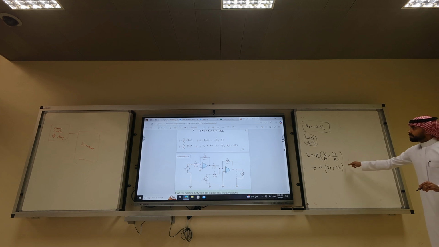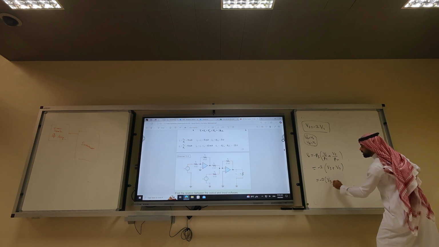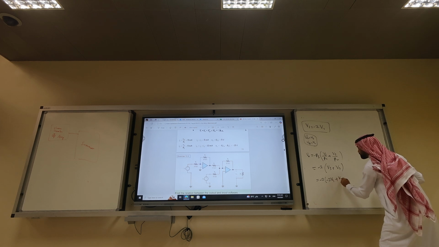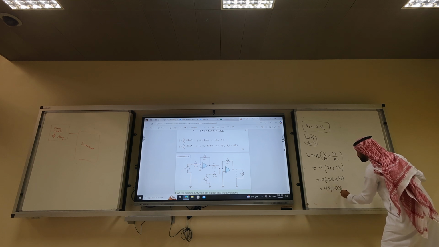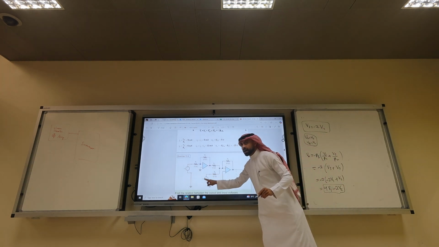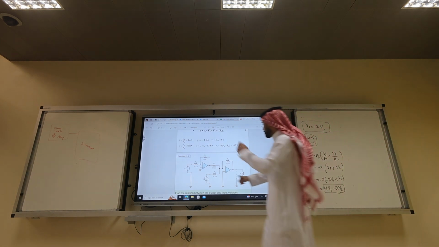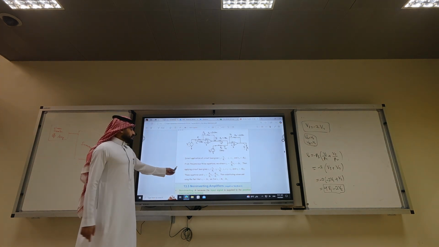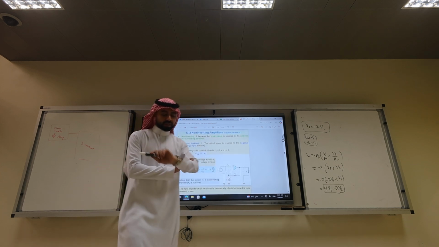But V2 is minus V1. So this is minus 2 times V3, which is minus 2 V1, plus V2, which is going to be 4 V1 minus 2 V2, and that is the relationship between the output and V1 and V2. All get it? This example's requirement is just to find V output over V input. Any question about this problem?